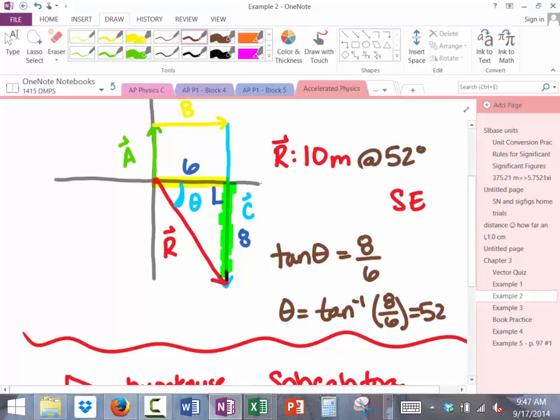52 degrees. 52 degrees what? Southeast. How many different places are 52 degrees southeast at 10 meters? There are 2 places that are 52 degrees southeast. There's one like the one I'm drawing, and there's one over here, 52 degrees this way. You see what I'm saying? So we have to be a little bit more specific.